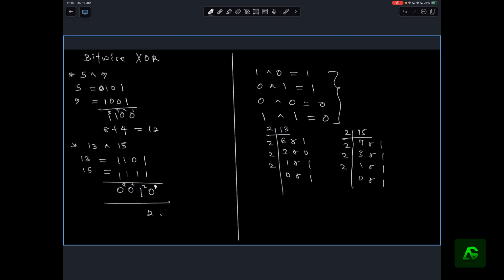So now this is the question you will do. This is your practice question. You have to simplify this: 17 XOR 10 and 15, and we have 19 XOR 23. So your time starts now.